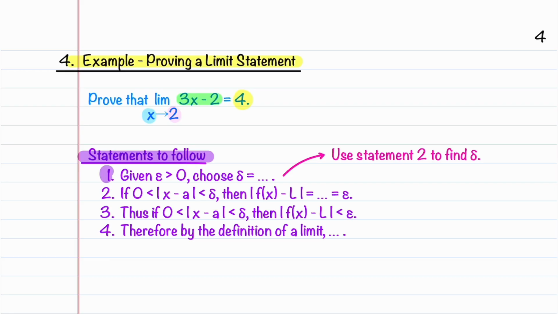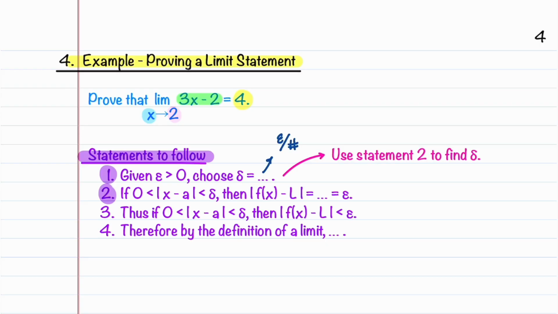We're going to start with statement 1. It says, given epsilon greater than 0, choose delta equal to... We have to fill in what that is, and it is going to be epsilon divided by some number. We are going to use statement 2 to find that number.